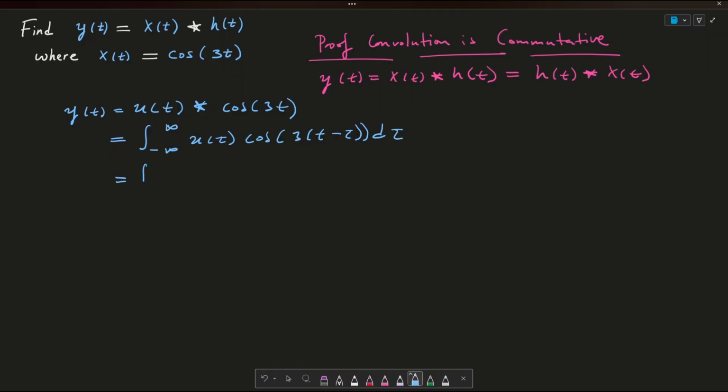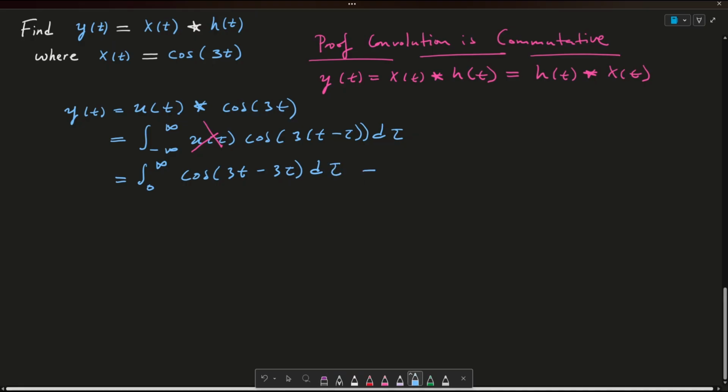So then now this is equated to the integral from 0 to infinity. This allows this function to go away. So then we're left with cosine of (3t minus 3 tau) d tau. The integral of cosine is sine, and I repeat what's inside my parentheses, so this becomes sine of (3t minus 3 tau). And then I divide by the derivative of the thing inside my parentheses. Since 3t is just a constant, its derivative is 0, and the derivative of minus 3 tau is simply minus 3. And my limits are from 0 to infinity.